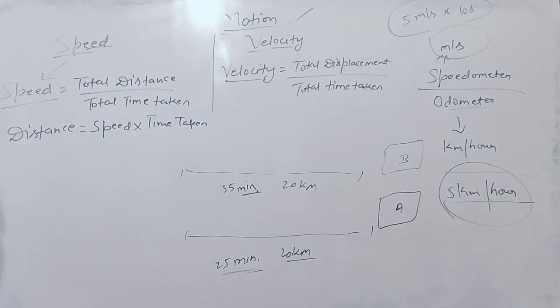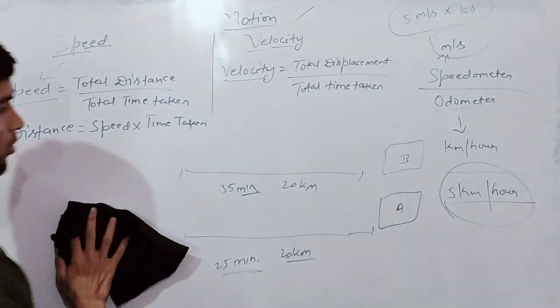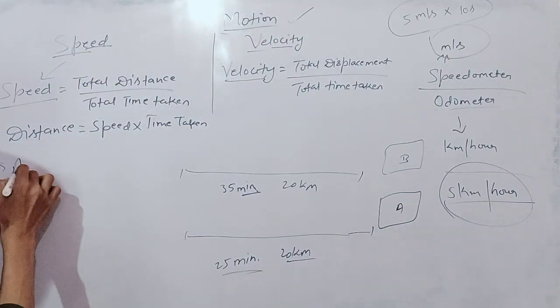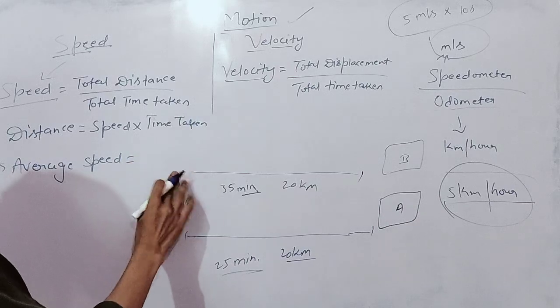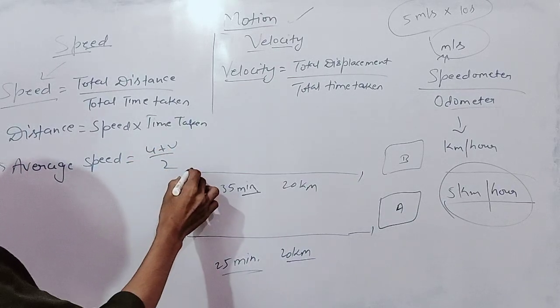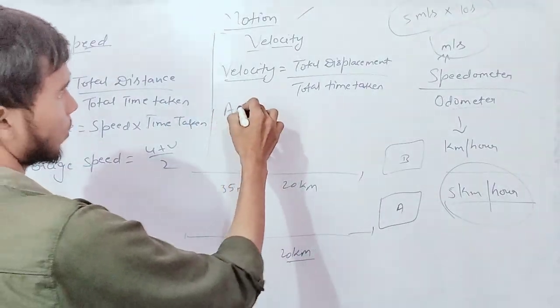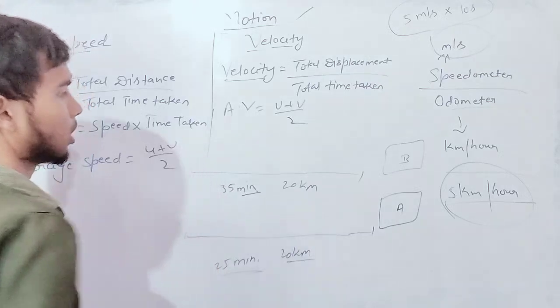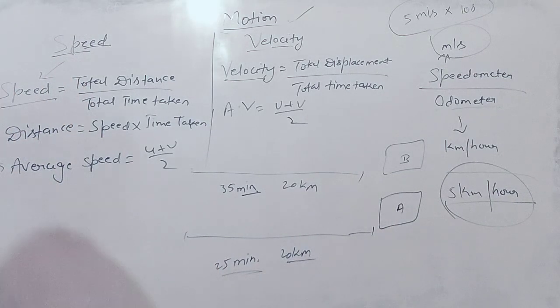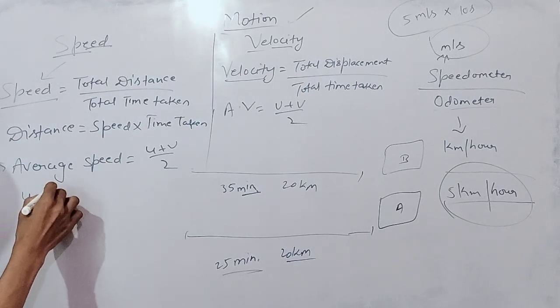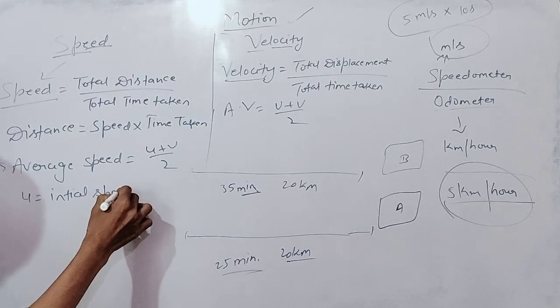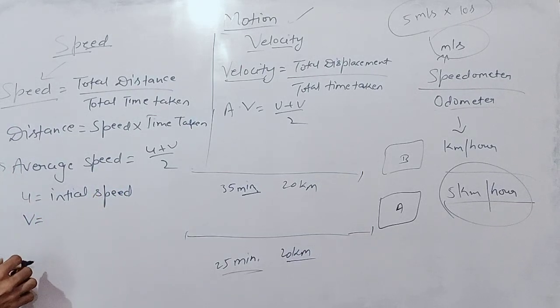Now what about average speed? The meaning of this would be u plus v upon 2. And average velocity would also be u plus v upon 2. But you can say both are the same, but here we will take direction. I am telling you again and again. So here u will be considered as initial speed, and v will be considered as final speed.